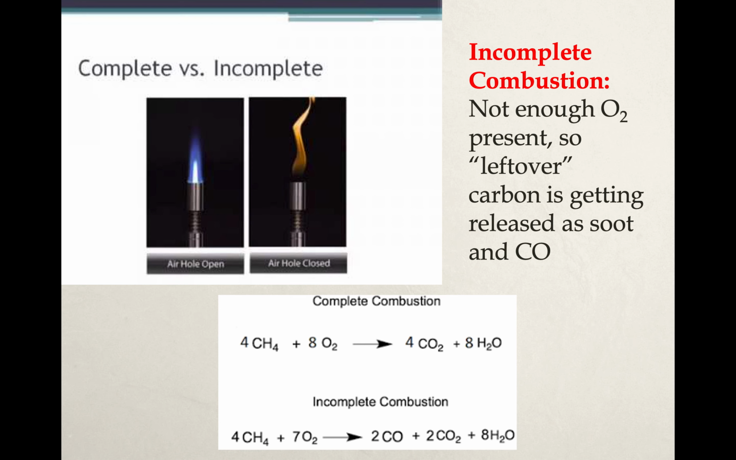There are two types of combustion, so there's complete versus incomplete. During incomplete combustion, there's not enough oxygen present, so the leftover carbon is getting released as soot and carbon monoxide.